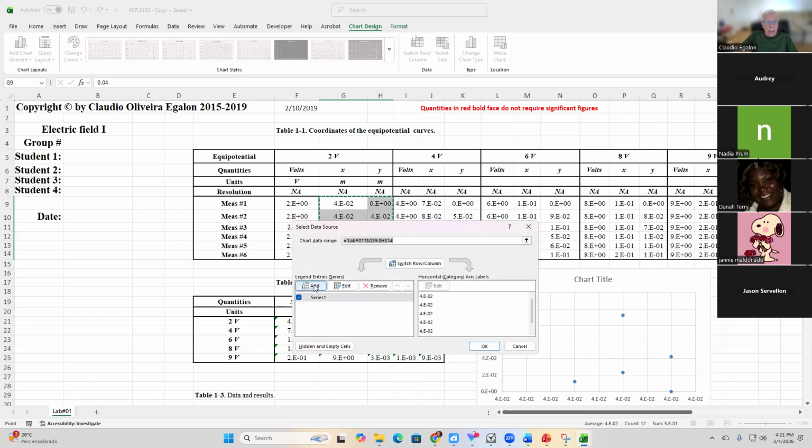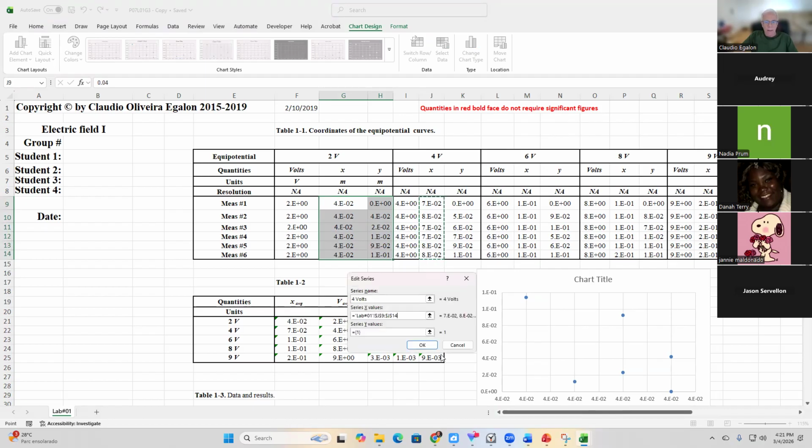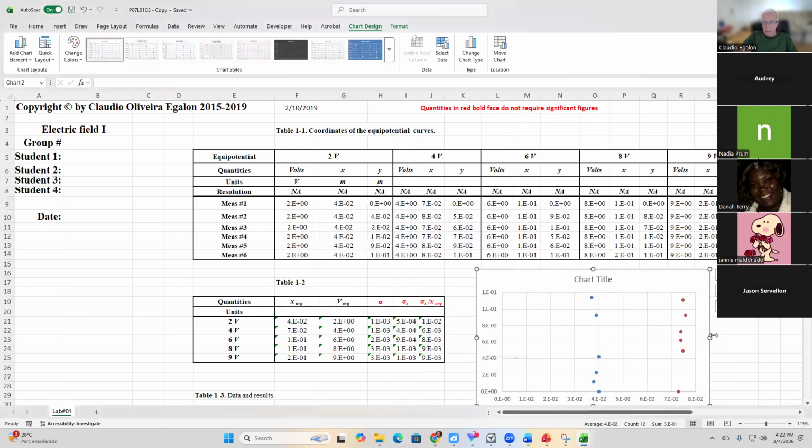You're going to add one more equipotential. That's going to be 4 volts. Highlight the X values. You erase what you have here in the Y values. They put some junk in there. Highlight the Y values. Click OK. Click OK. You have your second equipotential here, right?